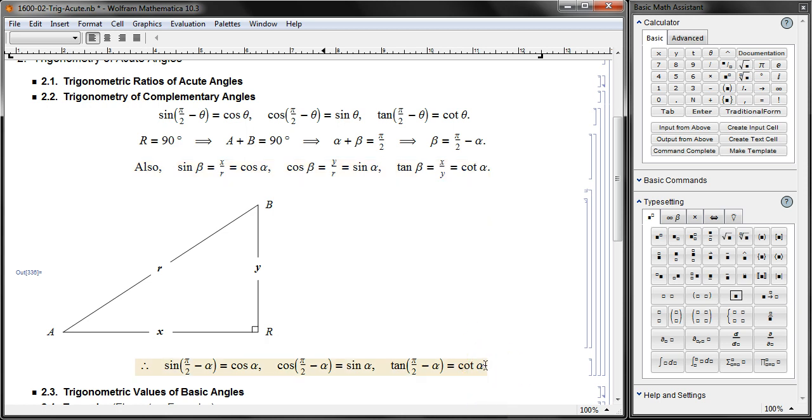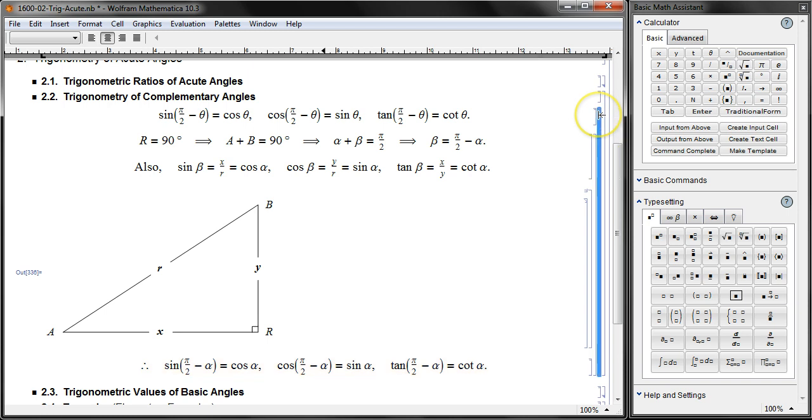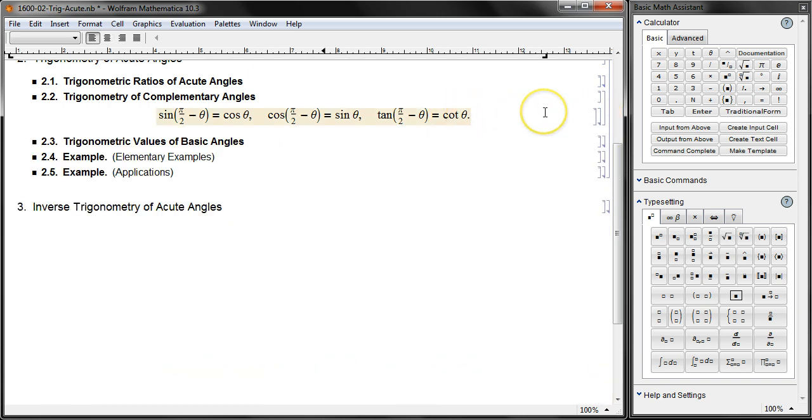And then we end up with this result. Sine of pi over 2 minus alpha is equal to cosine of alpha. Cosine of pi over 2 minus alpha is sine of alpha. Finally, tangent of pi over 2 minus alpha is cotangent of alpha. And of course, you can extend this idea to arbitrary angles, and we end up with this result.